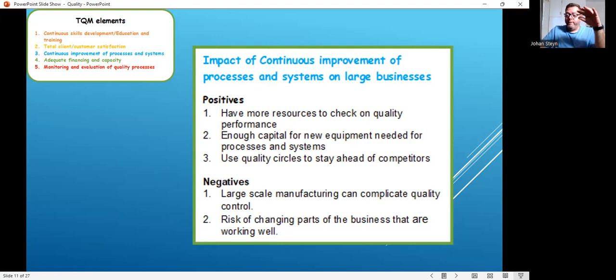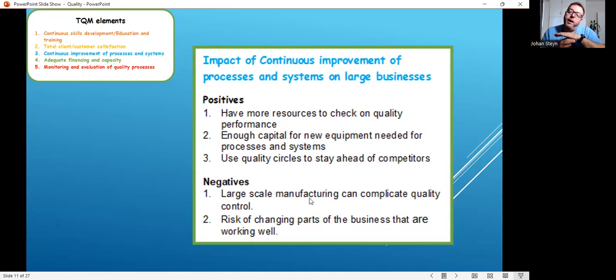Now, you will need to know what a quality circle is. So go back to legislation, and if you do not know, just ask your teacher to pause and tell you what a quality circle is. But the quality circle basically gives input on the production process, on the business, on all of these things. Continuous improvement of processes means you are looking at how the business does what they do. So large scale manufacturing can complicate quality control.